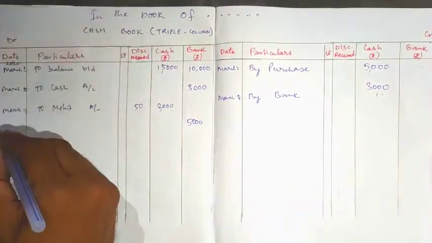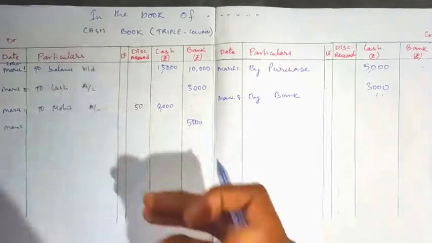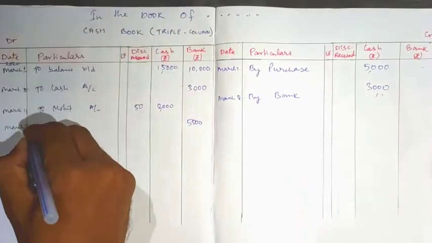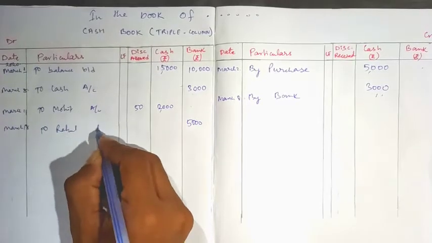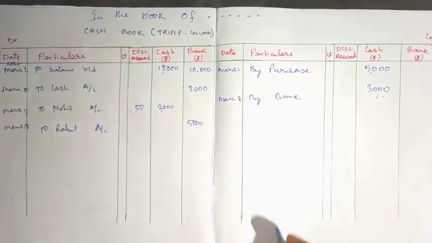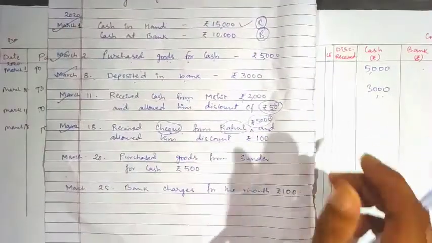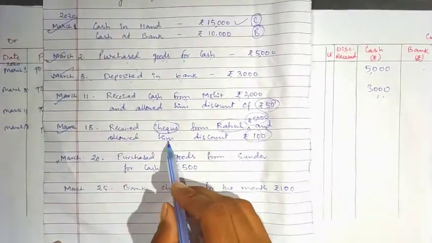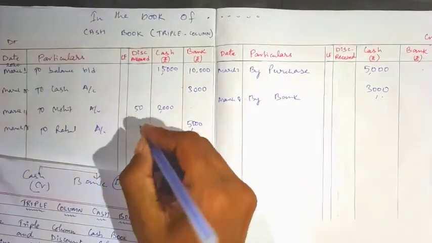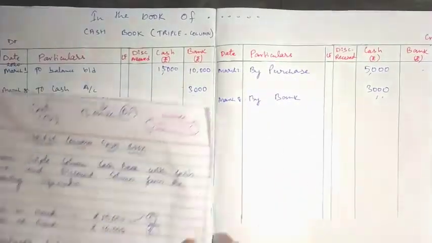So we'll write March. What is the date? 18. So March 18 to Rahul account. We'll write 5000. Clear? Now next one. Sorry, I forgot to write discount. So discount allowed is how much? 100. So we'll put 100 in the discount allowed column.